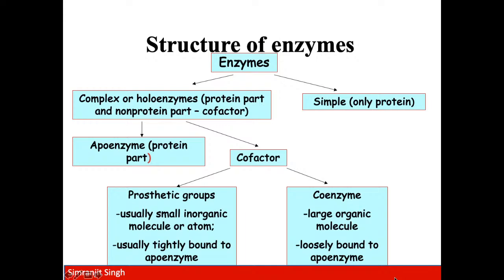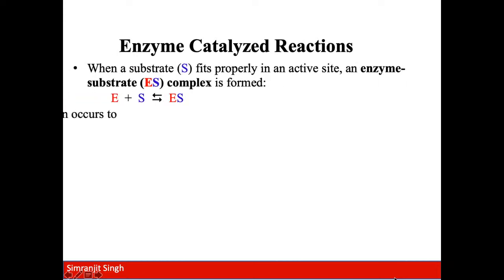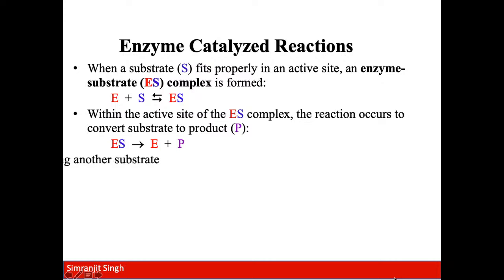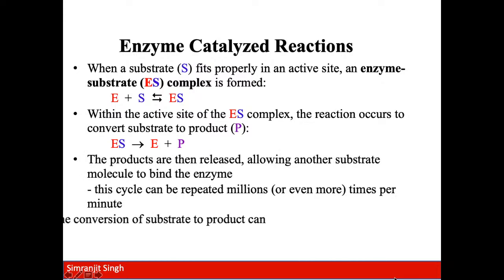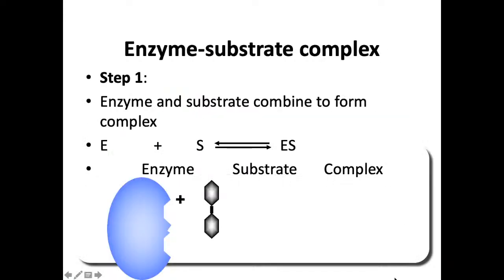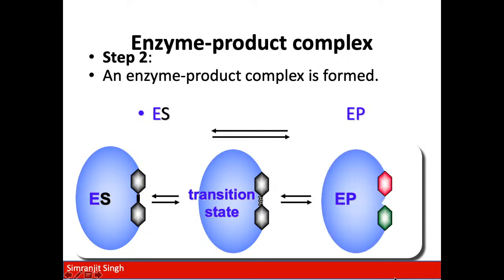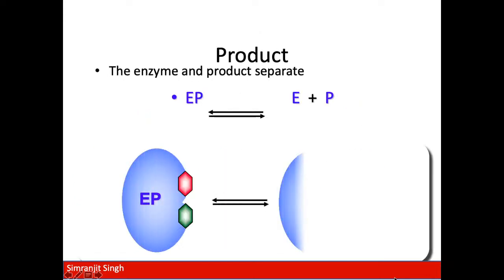Then we discussed the summary of these enzymes: complex or holoenzymes, simple enzymes, prosthetic groups, coenzymes. Then the mechanisms and action of enzymes. What are the various mechanisms? We will discuss that in our next slide. So enzyme plus S gives rise to the enzyme substrate complex. Enzyme substrate gives enzyme plus product, and then enzyme plus S again. This is a summary of the whole enzyme catalyzed reaction. This is also the same thing discussed with the diagram here, showing the transition state present between ES and EP, and then the product is released afterwards.